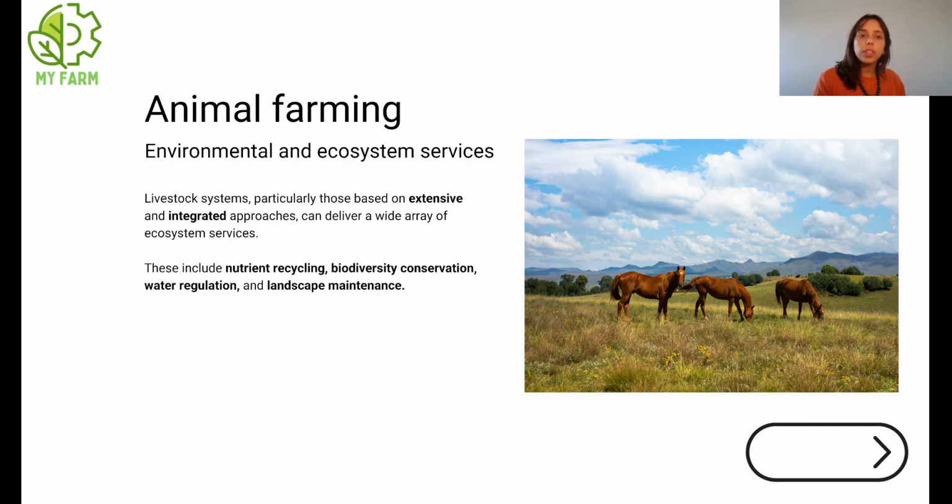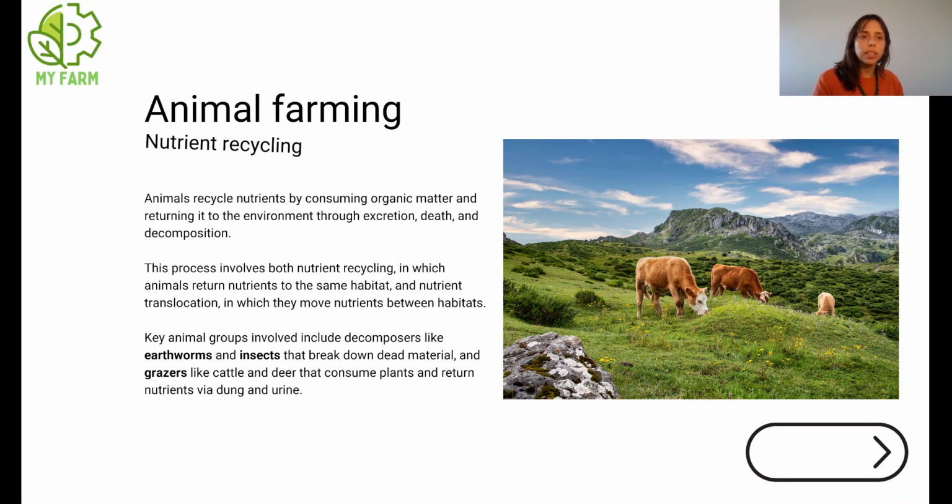So, livestock systems, particularly those based on extensive and integrated approaches, can deliver a wide array of ecosystem services. These include nutrient recycling, biodiversity conservation, water regulation, and landscape maintenance. Let's start from nutrient recycling.